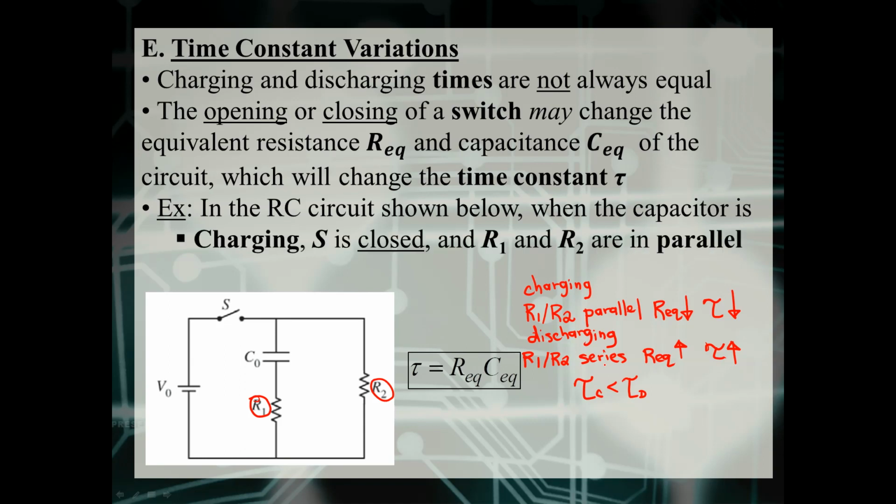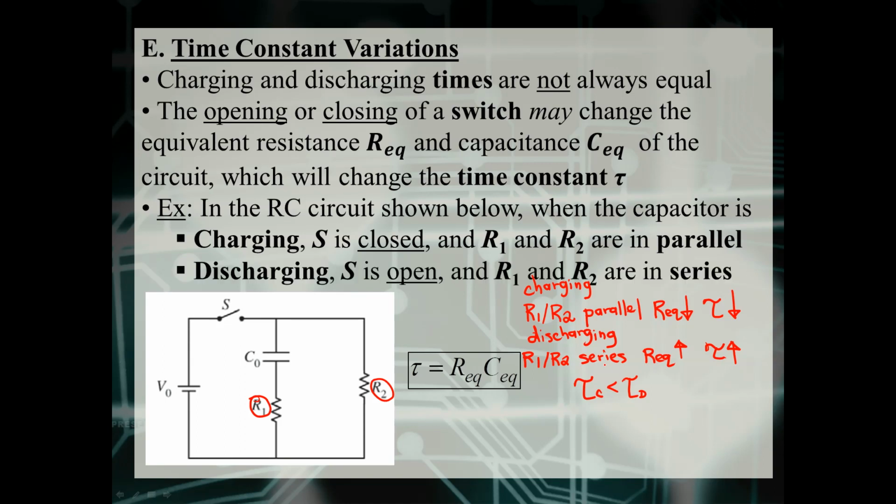But basically, when the capacitor is charging, the switch is closed, and that makes R1 and R2 in parallel. If they're in parallel, resistors decrease the equivalent resistance of the circuit, which will make the time constant go lower. And when discharging, S is open, and we only have one possible branch or path between the middle branch and the right branch. That puts R1 and R2 in series. And if those two are in series, then that makes the equivalent resistance go up, which causes the time constant to go up. So the time for discharging will be bigger than the time for charging.